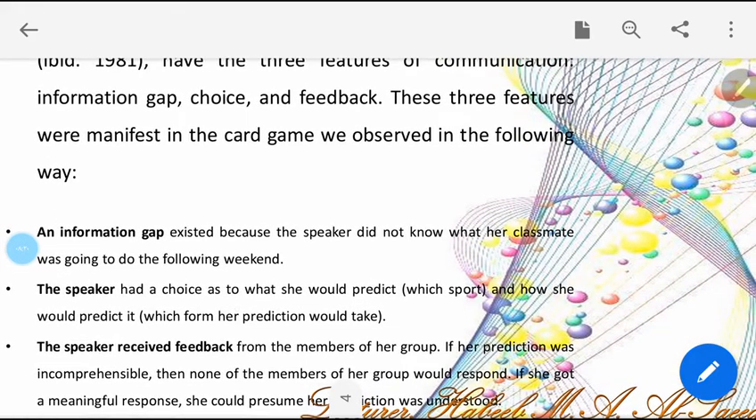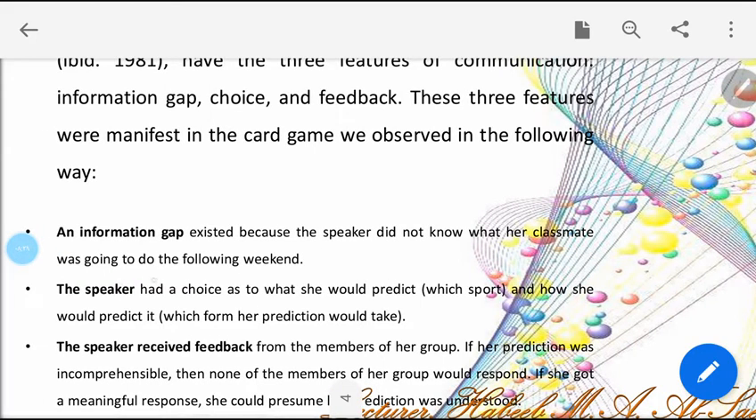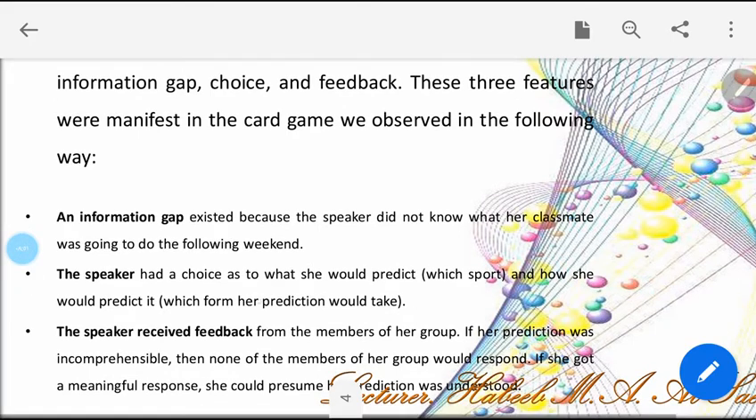An information gap existed because the speaker did not know what the classmate was going to do the following weekend. This is the information gap. يعني اكو هنا معلومة مفقودة، معلومة يبحث عنها that the speaker did not know. He will predict what his classmate was going to do in the weekend. So this is the information gap.